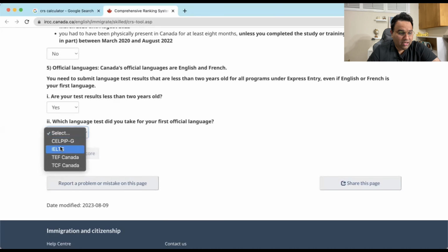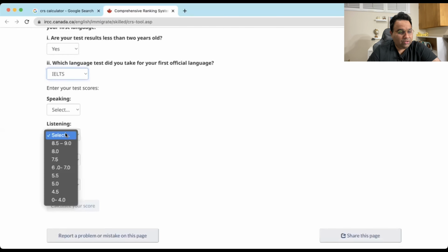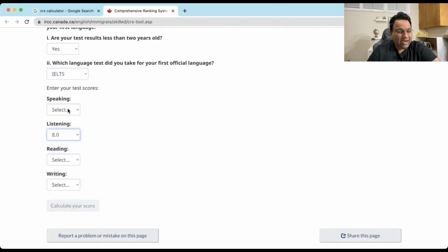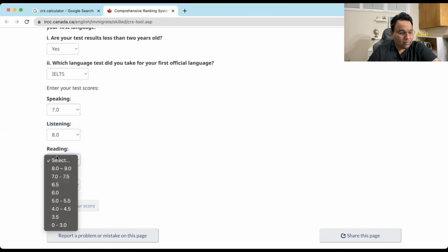I took IELTS, but you can also take CELPIP. The bottom two are basically French tests. I only did my IELTS. That was enough for me. I actually did get 8777. I don't remember the exact score. It could be 7.5 here, but let's put 8777 for now.